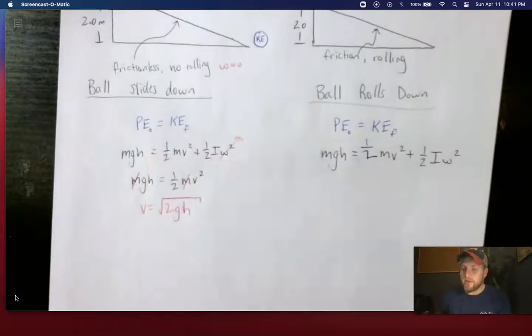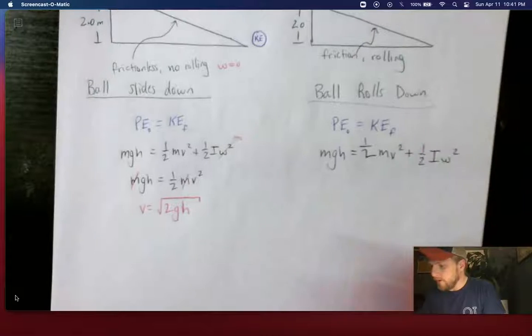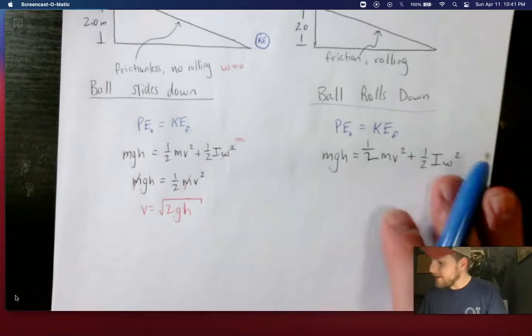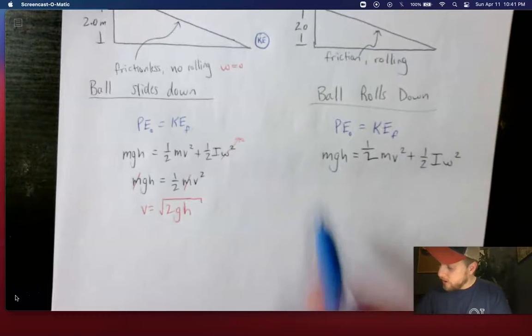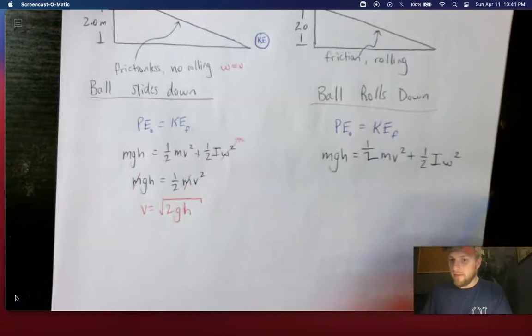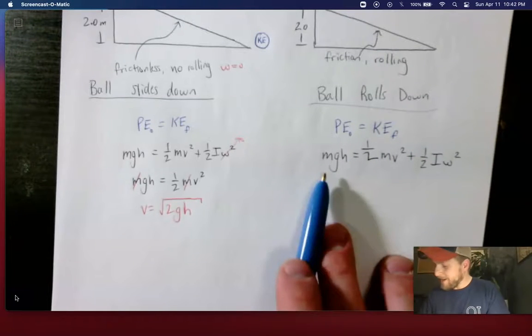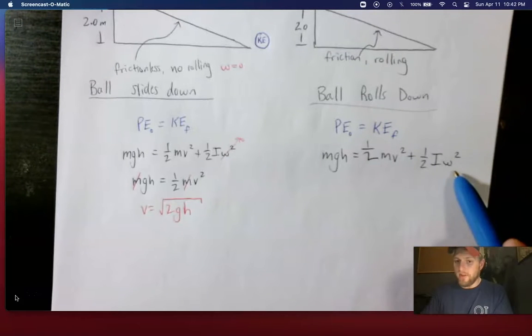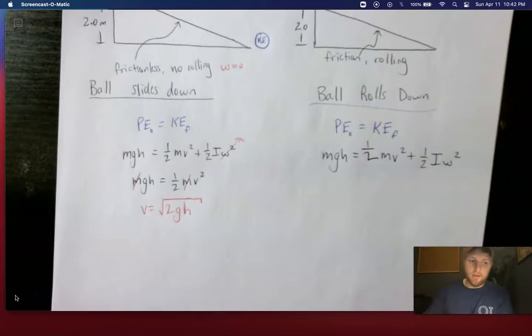Now to be able to compare the two, we're going to do a very similar process to what we did for the last example. Let's clean this up by doing a bunch of things. First, we're going to cancel the masses. Notice, oh no, we can't cancel masses yet. We're going to first plug in the moment of inertia, and we're going to plug in the equation for the angular speed, just like we did in the last one.